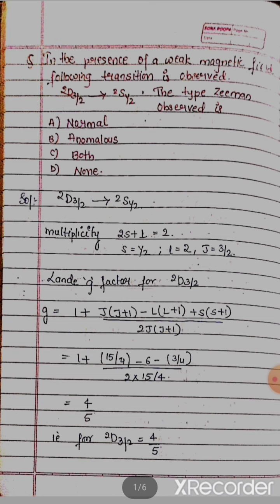For the given transition 2D 3 by 2, here we get the respective values of S, L and J. For 2D 3 by 2, S is half, L is 2 and J is 3 by 2. Just substitute in the formula and you will get the answer for the Lande g factor. g is equal to 4 by 5 for the transition in 2D 3 by 2, which is taking place to 2S 1 by 2.